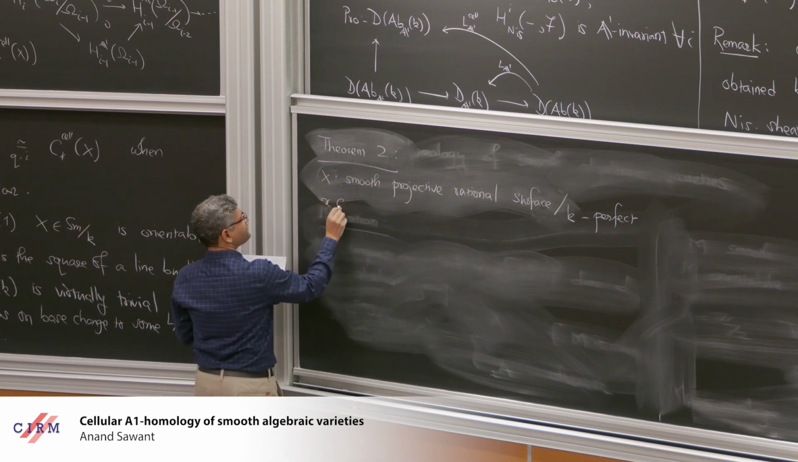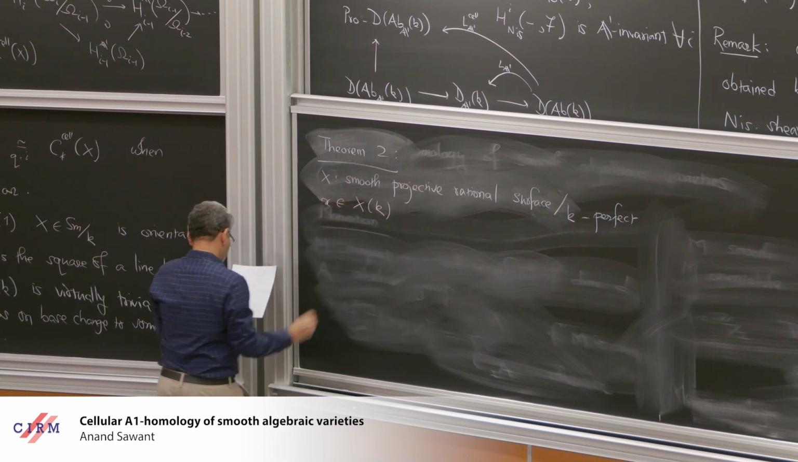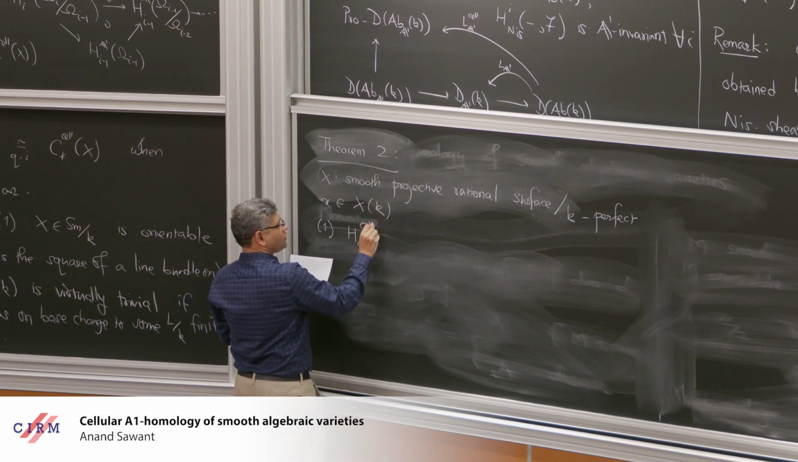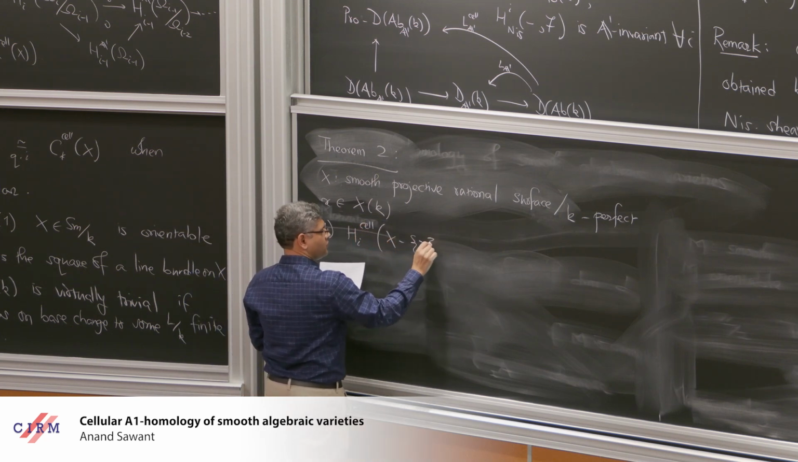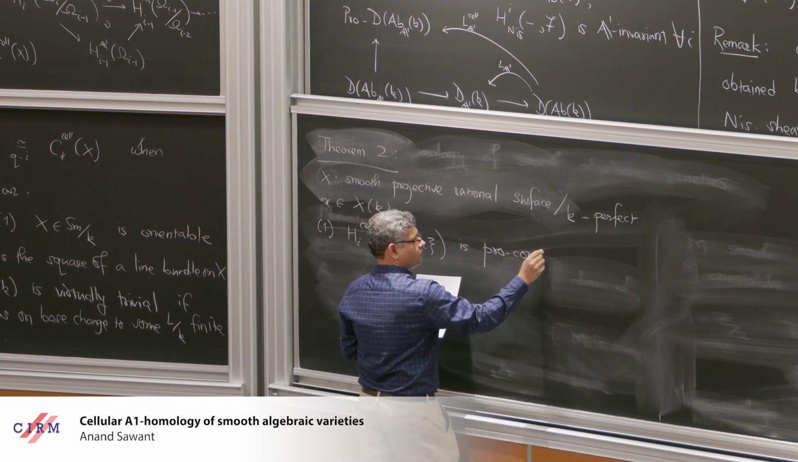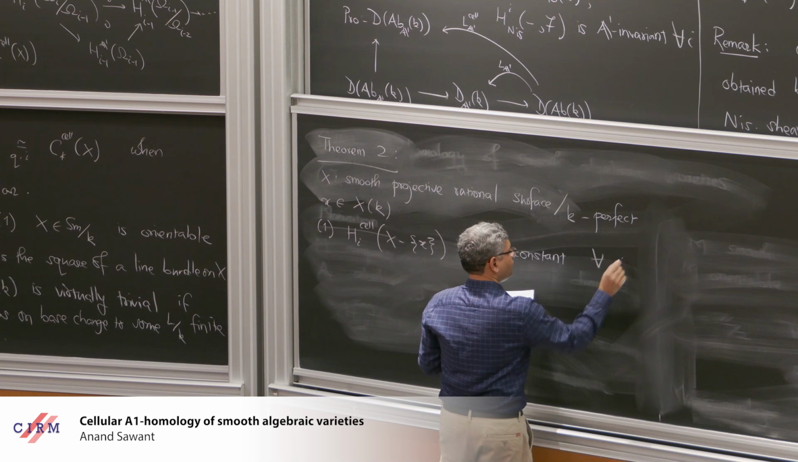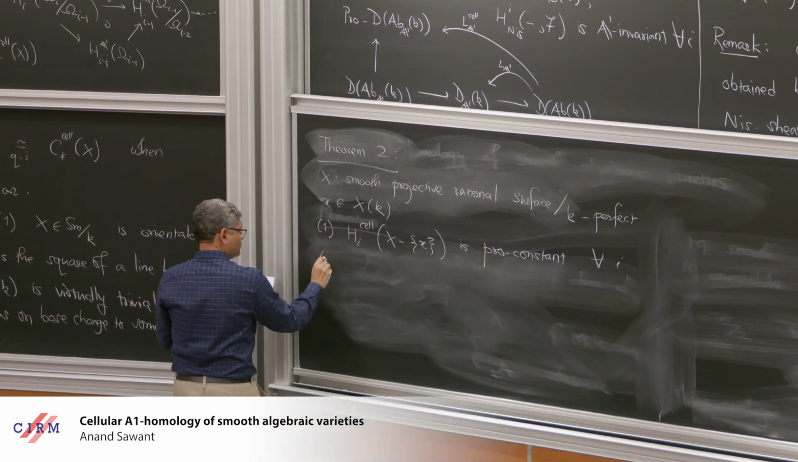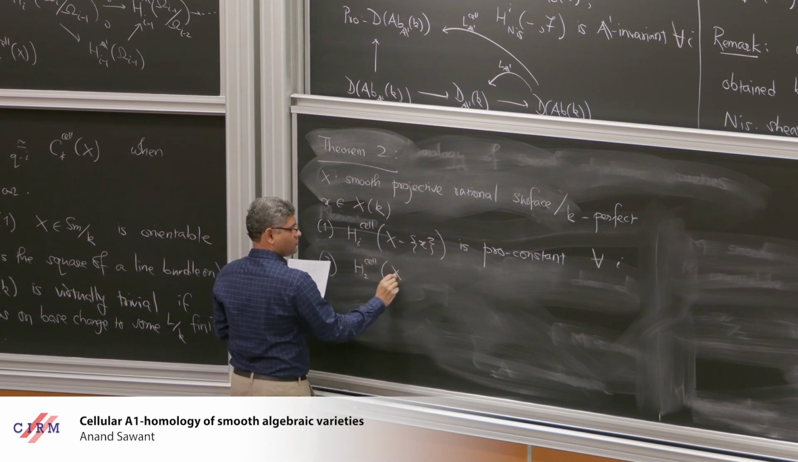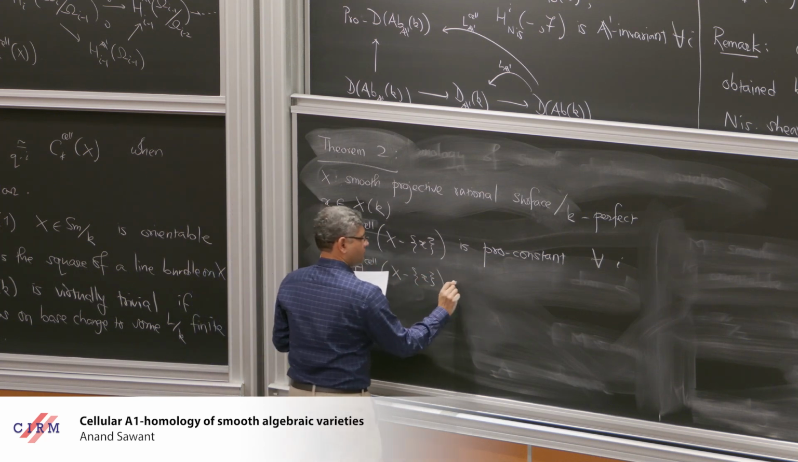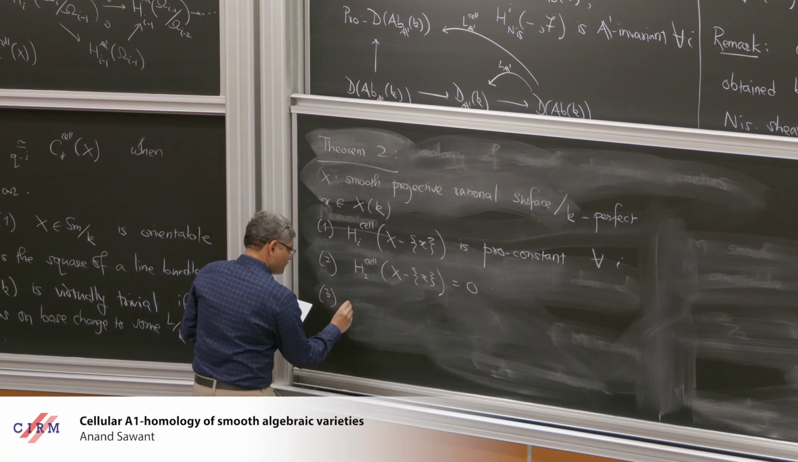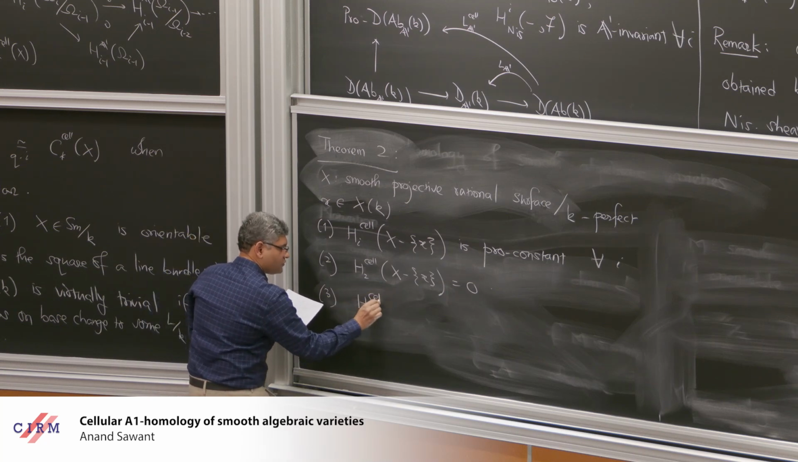And let little x be a k rational point. So then we show that the cellular homology of the complement of a k rational point is pro-constant. So that's just i = 0, 1, or 2. Then the top homology of this is 0. And the third one is the key calculation which gives you what you want.